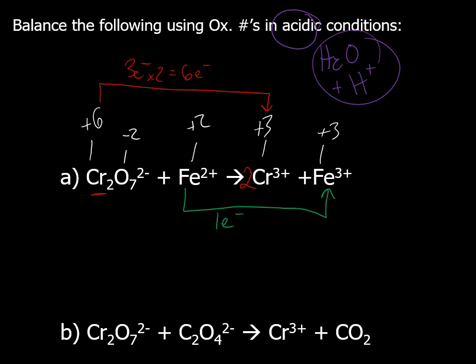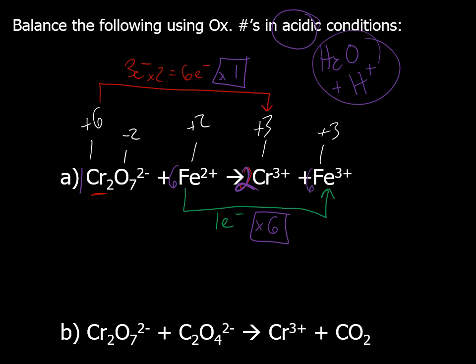Now, in terms of factors, the lowest common multiple is going to be 6. So I'm going to multiply this by 1 and this one by 6, and those factors should balance my redox species. So I'm going to drop in my 6 in front of my irons and my 1 in front of my chromiums. Now this is a temporary coefficient. I'm going to multiply it by 1 so it becomes a permanent 2. And now I have my redox species balanced.